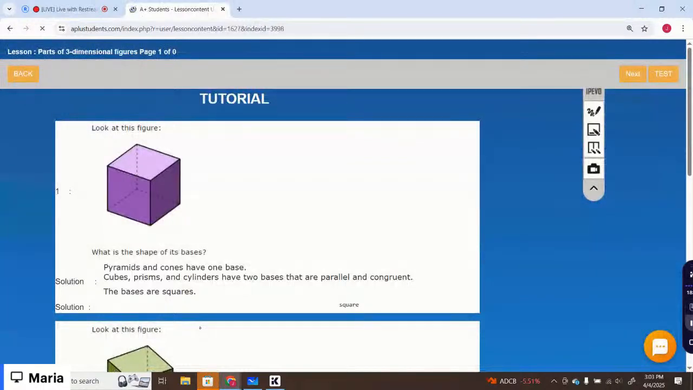Look at this figure. What is the shape of its bases? Pyramids and cones have one base. Cubes, prisms, and cylinders have two bases that are parallel and congruent. So the base of the cube is square.